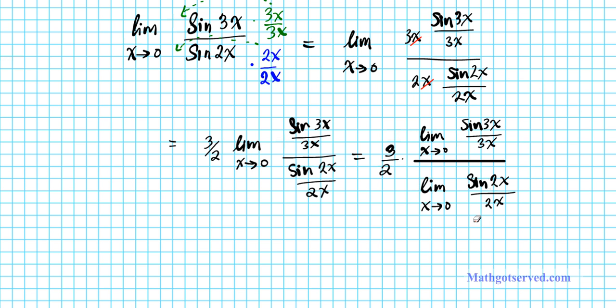All right? So using the squeeze theorem, we can easily conclude that the limit in the numerator and the denominator are both going to be 1. So this expression becomes 3 over 2 times 1 over 1. And then your final answer is 3 over 2. Okay, so that's the value of your limit.